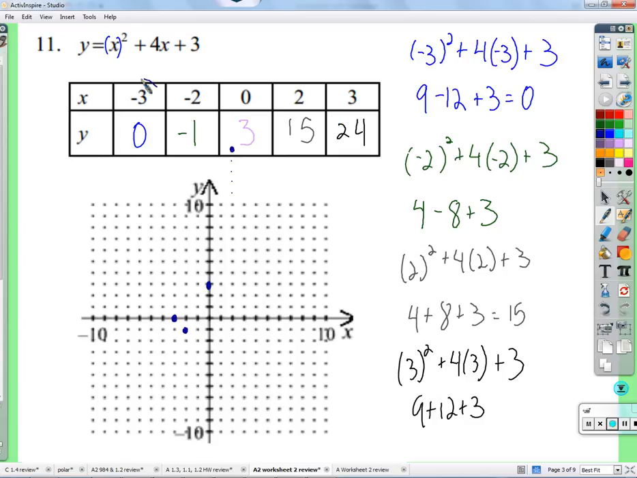Here we're keeping track that negative 3 for x gives you 0 for y. We keep track of that here as well. Here we're keeping track of negative 2 in gives you negative 1 out. We're keeping track of that with this dot in this particular position on the graph as well. And the same with 0 gives you 3, the same with 2 gives you 15. We're keeping track of all of that, and that's what a graph is doing, that's what it's for, right?